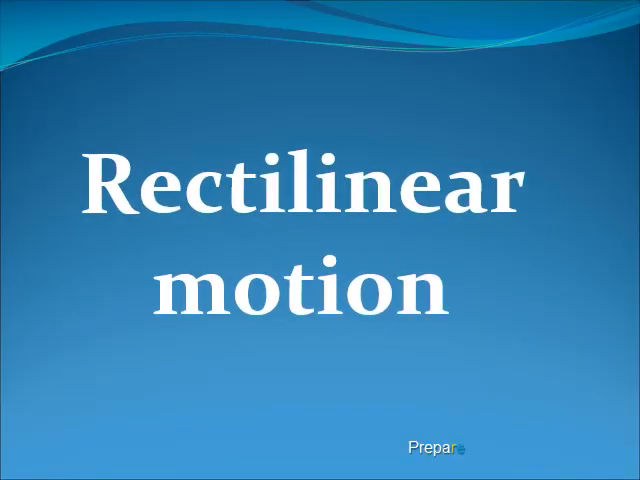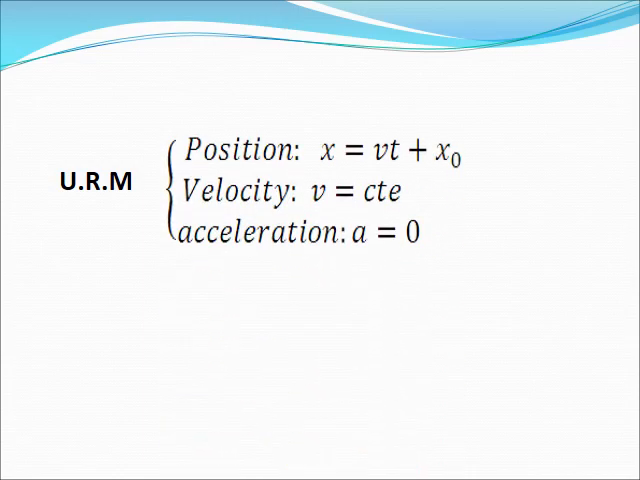Now, rectilinear motion. Uniform rectilinear motion: position x equal v t plus x0. Velocity v equal constant. Acceleration a equals 0.